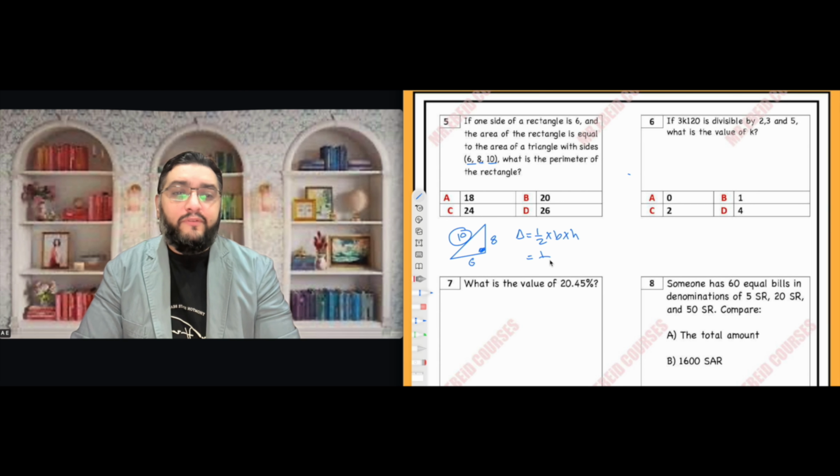So it will be half times the base, which is 6, times the height, which equals 8. Half 6 equals 3. 3 times 8, it will be 24. So this is the area of the triangle, which equals also the area of the rectangle.